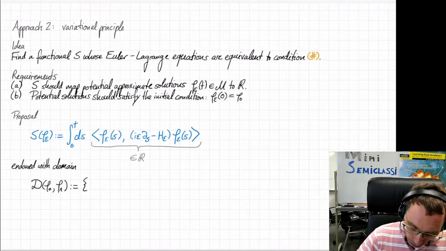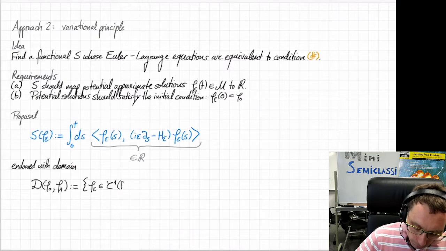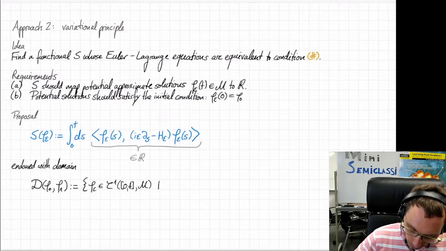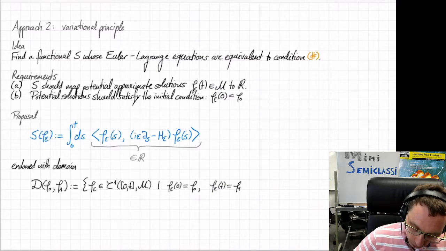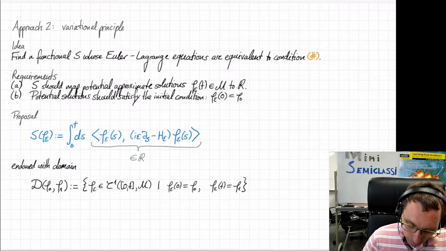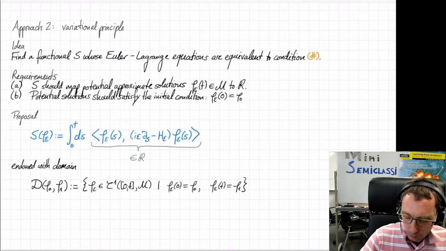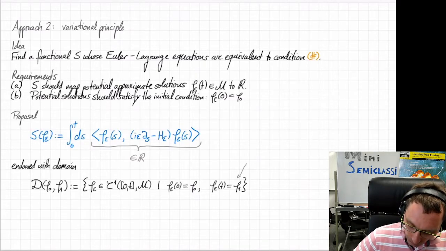And okay, what is the domain? Well, these are just paths which are C1, from the relevant time interval, which is 0 to t, to M. And then we have to constrain the initial point. So at time 0, the particle must be in state phi naught. And at the final time, which is t, the particle or the solution shall be equal to phi 1. But again, this guy here is arbitrary.